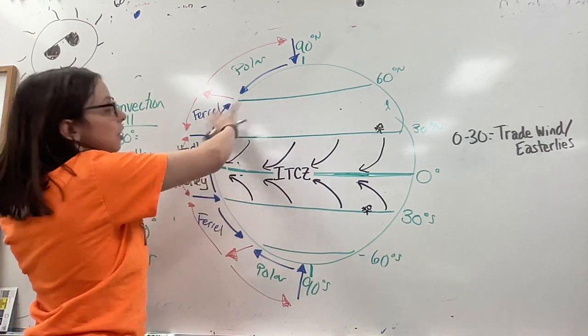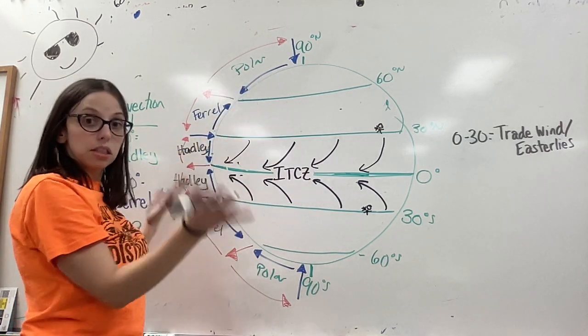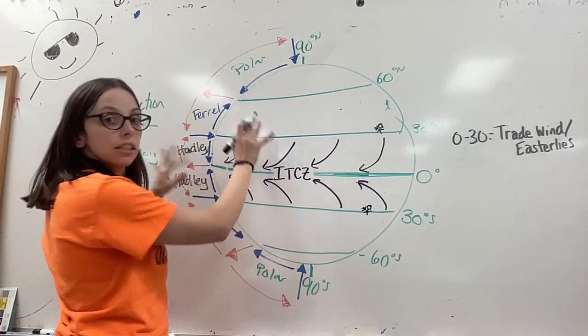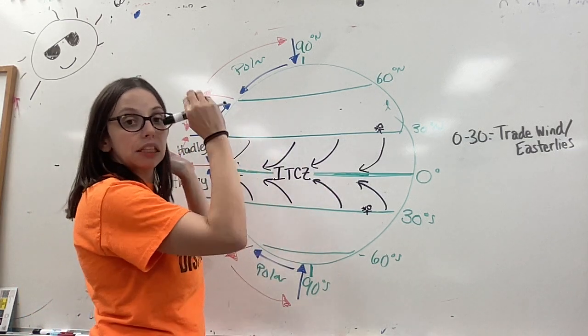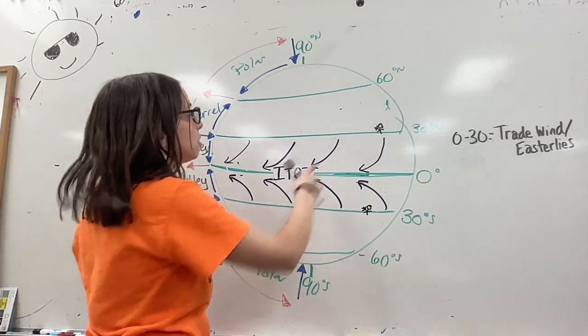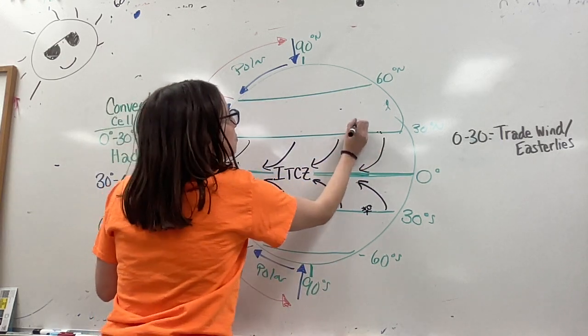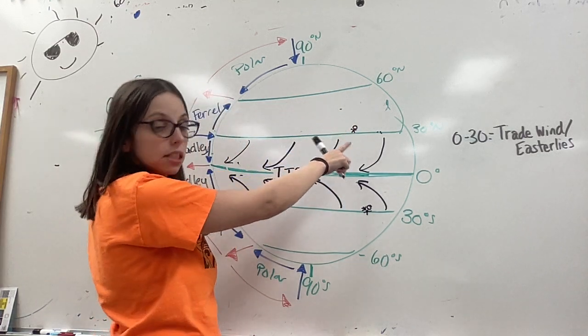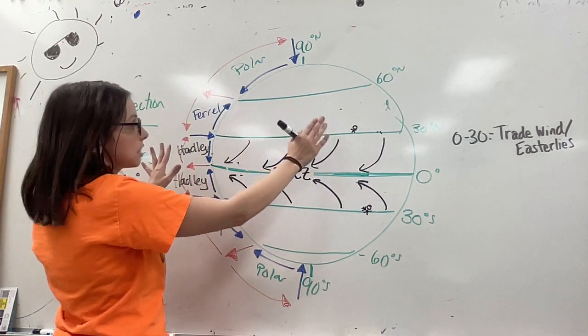Now let's do the Ferrel cells and see what's happening there. Again, wind is going to want to go from high pressure to low pressure. So I'm going to move myself just a little bit. Here I am at 30 degrees north. That's where the high pressure is. I'm looking to 60 degrees north.